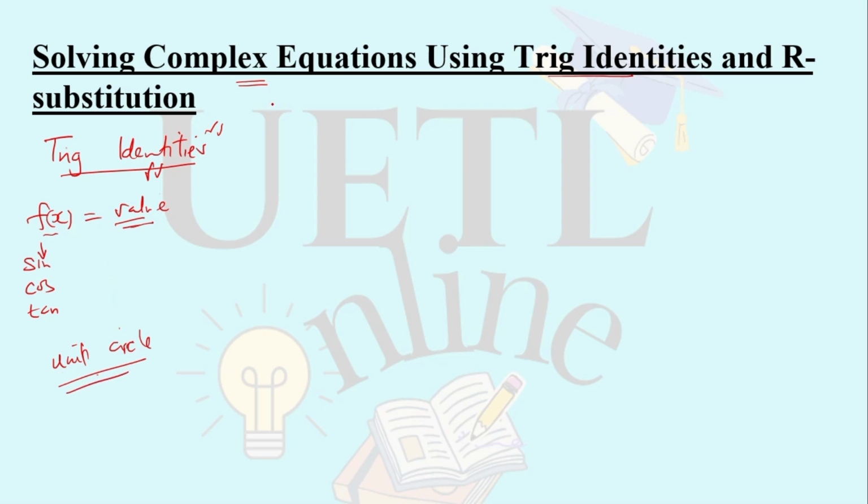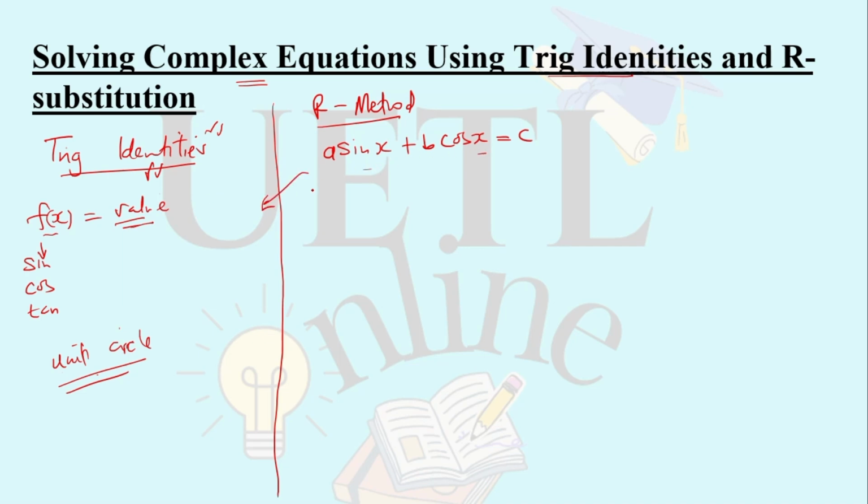Now the most important part here is to talk about R-substitution. It is also called the R method. This method is adopted when your function is like this. Let's say you're working out a function a sine x plus b cos x equals a certain value, let's say c. If you're working out a function like this, it is very hard to use trig identities, but we try to make sure that we solve this. So how do we solve this?